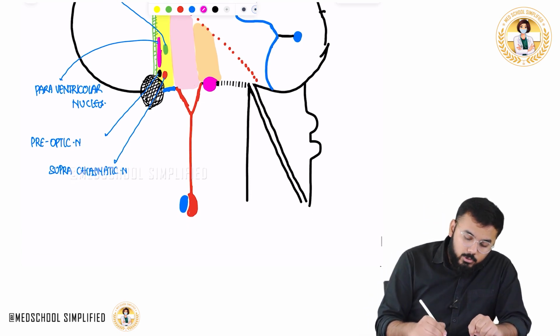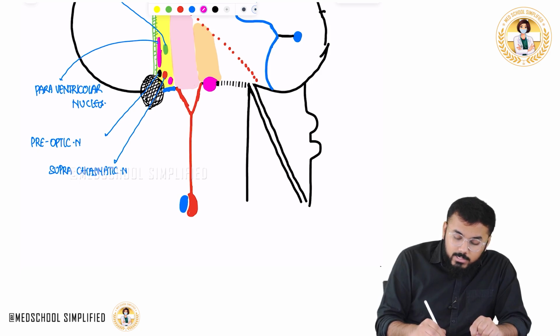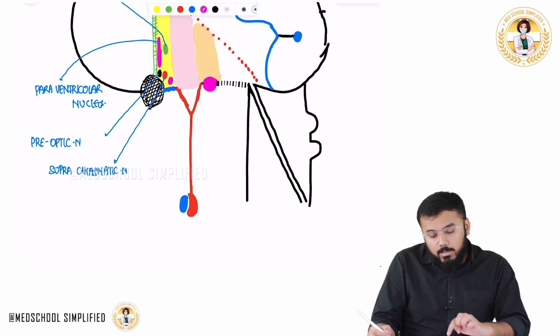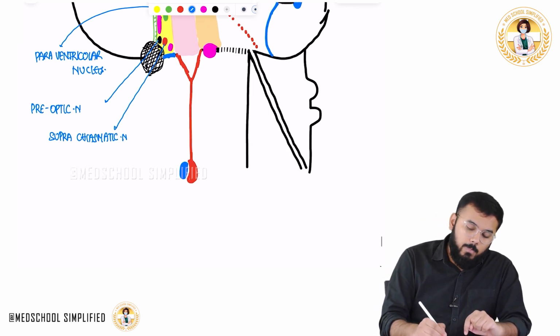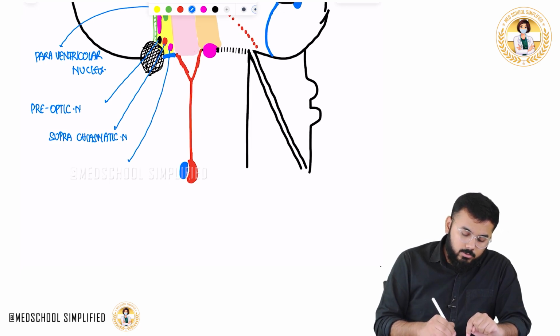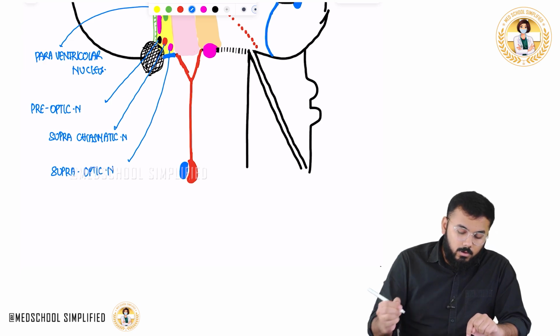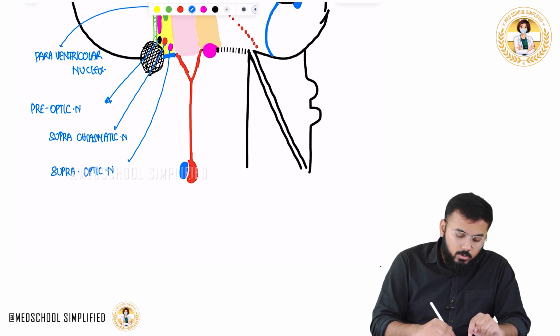After the preoptic and suprachiasmatic, back here you have got another nucleus. So where is this nucleus located? This pink one is located exactly above optic tract. That is why you call this nucleus as supraoptic nucleus. Okay, so we have got three important nuclei here.